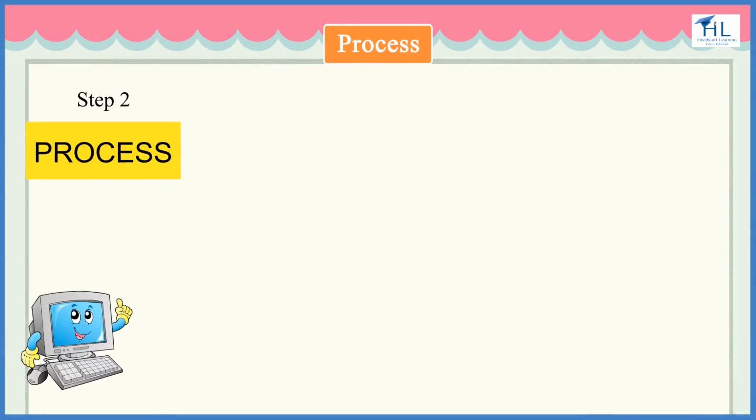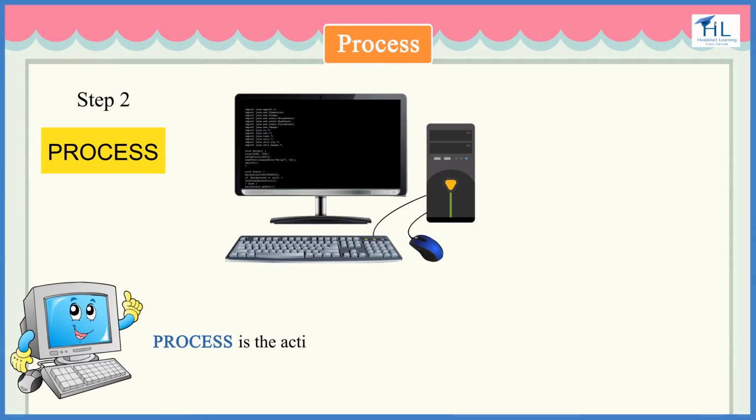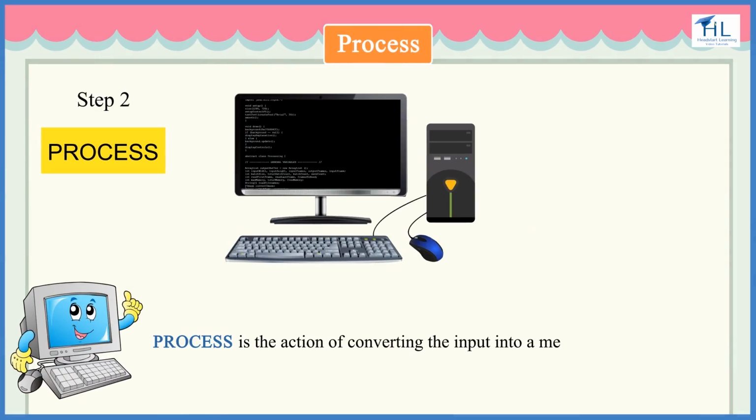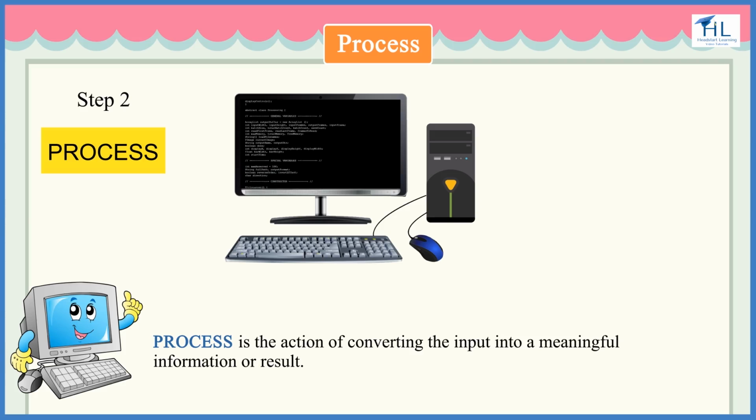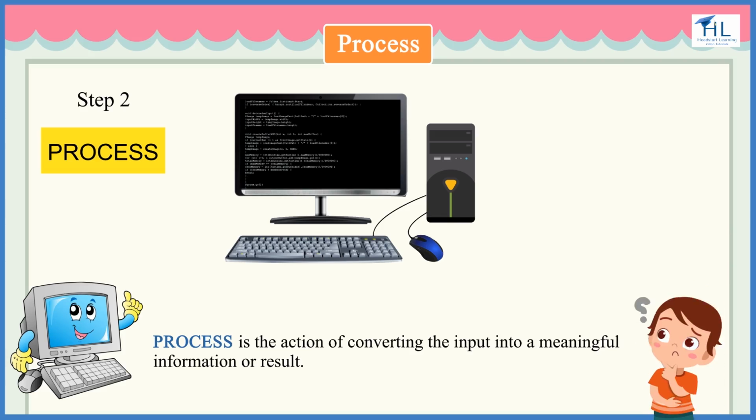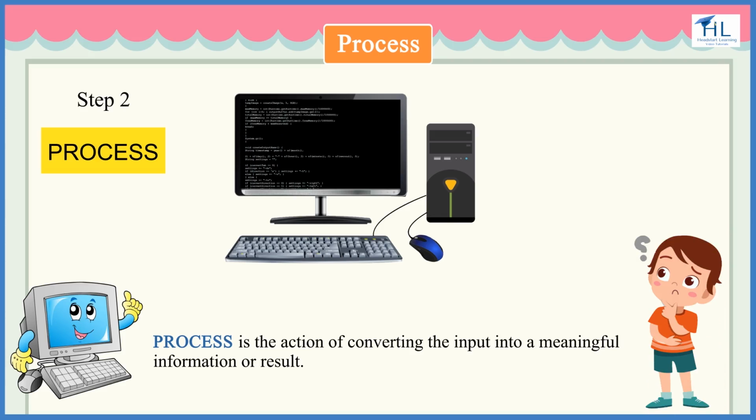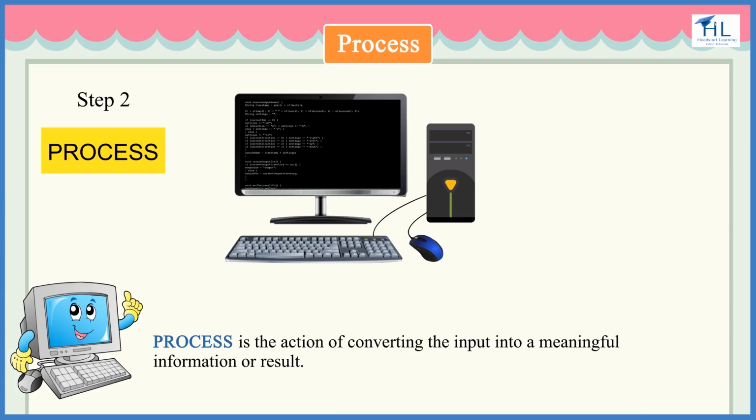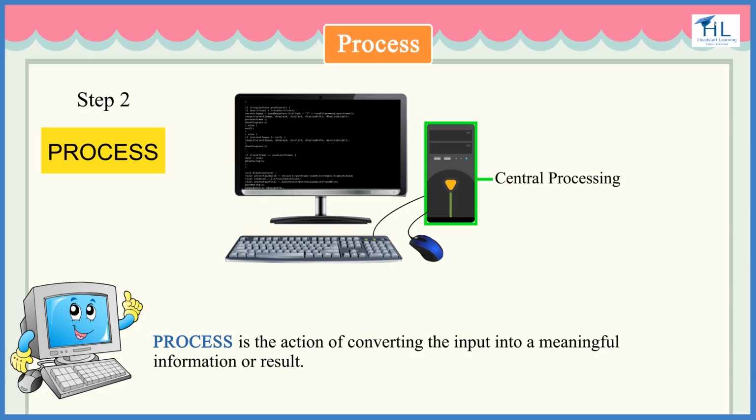Step 2 is the process. It is the action of converting the input into meaningful information or result. The process of converting input into output is done by a processing device. Do you know the name of the processing device in the computer? Computer has only one processing device. It is CPU, which is a short form for Central Processing Unit.